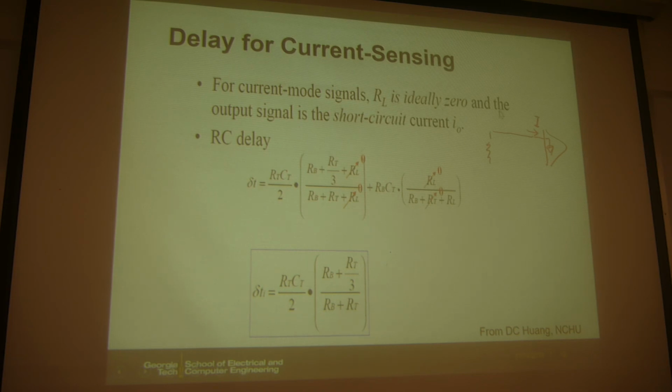So this is when you sense the current. Right? Because when you measure current, you need to use a current meter in series with the path where you read the signal. So this is how you sense the current. So you can plug in 0 for the RL. Then if you do that, you can derive this to be this. So this is the delay if this is the current sensing.